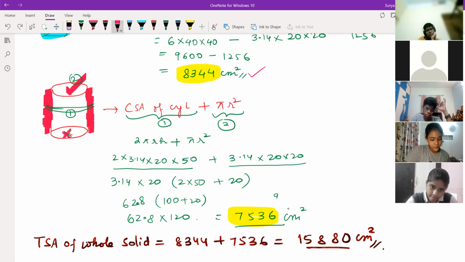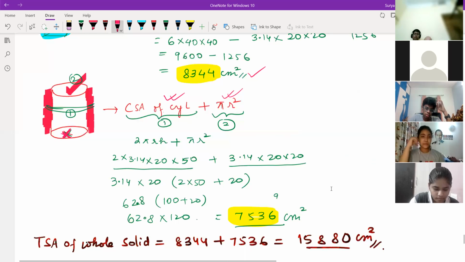We can't touch by your hand. You can't feel by your hand. So that is not required. So CSA of cylinder plus pi r square. Anyone of you having doubt in this? Tell me. No one, right?